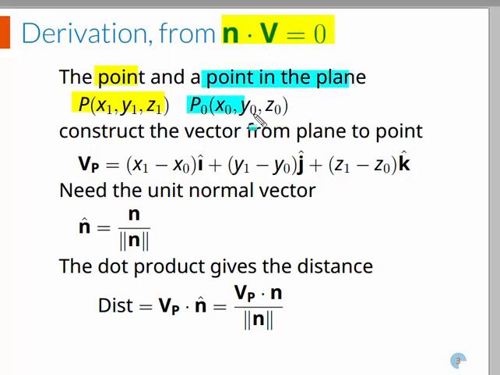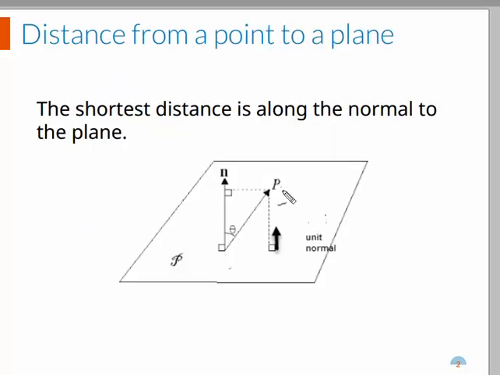Let's go back to our original figure and take a look at it. So here you see, this is the point we're talking about. It's the point above the plane. And this is any point in the plane. And we're calling that P0. Now the vector V would be the vector from P0 to P. So it's that dotted line right there.